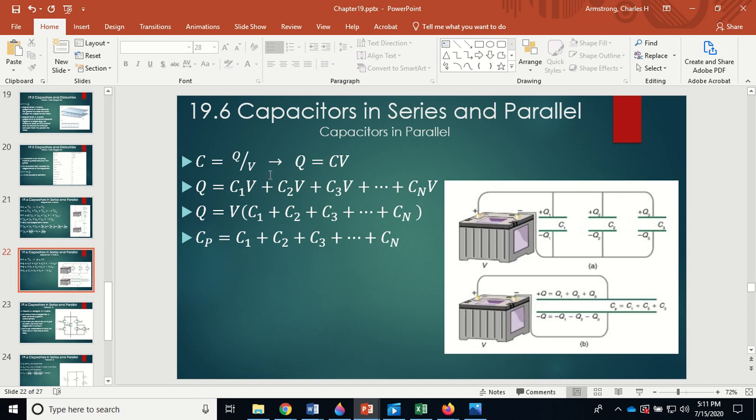So the voltage is the same. Now we go with Q equals CV. So Q equals C1V plus C2V plus C3V plus dot dot dot, however many capacitors we have in parallel. We factor out the voltage because it's the same for all of them. We get C1 plus C2 plus C3, so we can replace that with CP. So CP equals C1 plus C2 plus C3 all the way up to however many we have. That would be the equivalent parallel capacitance. We just have to add them, so it's nice and easy.